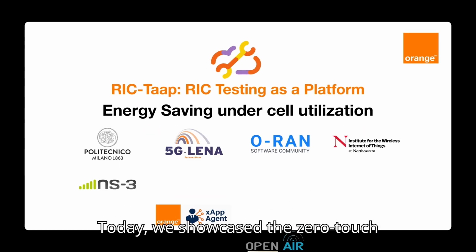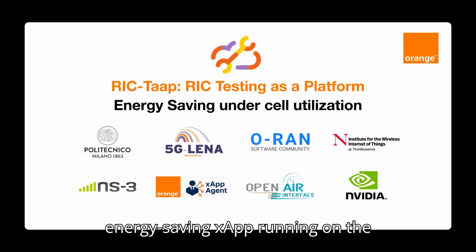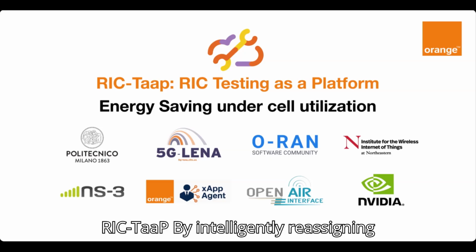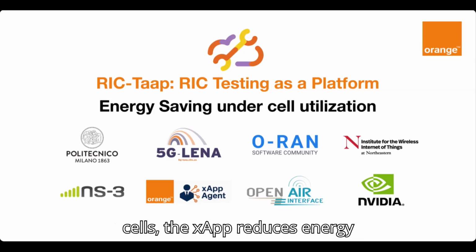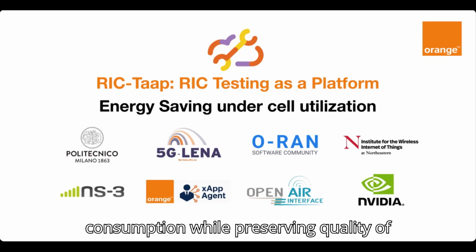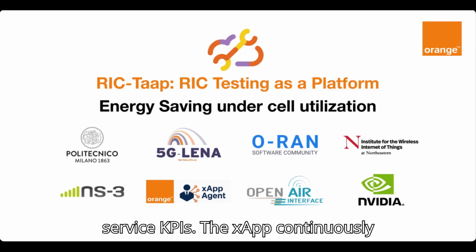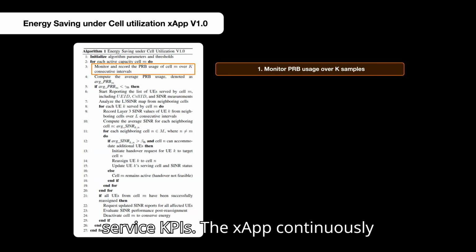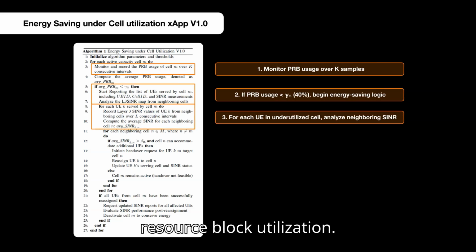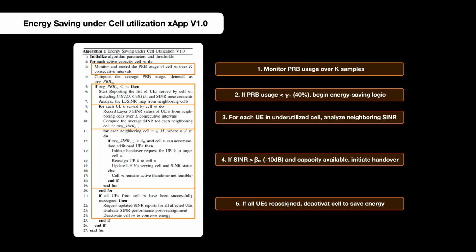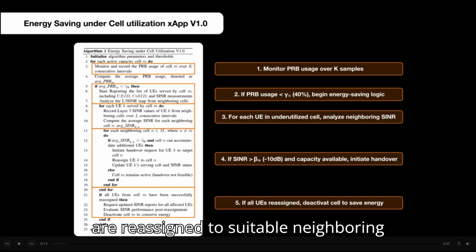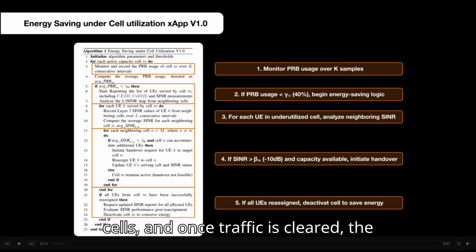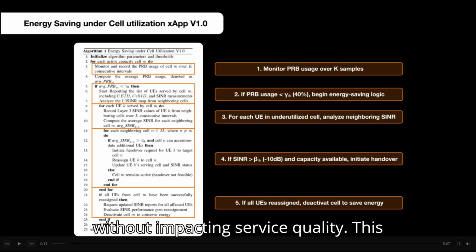Today we showcase the zero-touch energy-saving xApp running on the RIC-TaaP by intelligently reassigning users and deactivating underutilized cells. The xApp reduces energy consumption while preserving quality of service KPIs. The xApp continuously monitors cell load using physical resource block utilization. Underutilized cells are identified, users are reassigned to suitable neighboring cells, and once traffic is cleared, the cell is deactivated to save energy without impacting service quality.